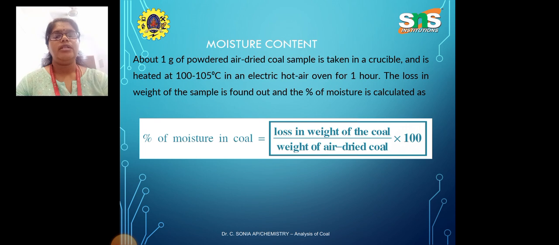For determining the moisture content of the coal, you take 1 gram of the powdered air dried coal sample in a crucible and heat it to about 100 to 105 degrees centigrade in an electric hot air oven for about 1 hour. The loss in weight of the sample is found out and the percentage of the moisture is calculated as loss in weight of the coal upon weight of air dried coal into 100.